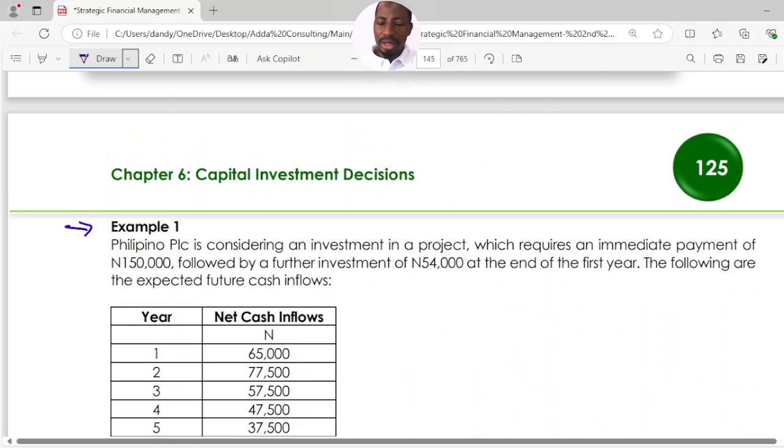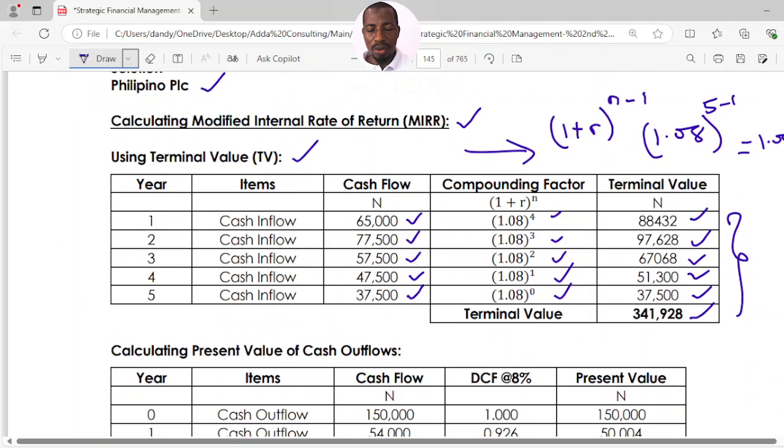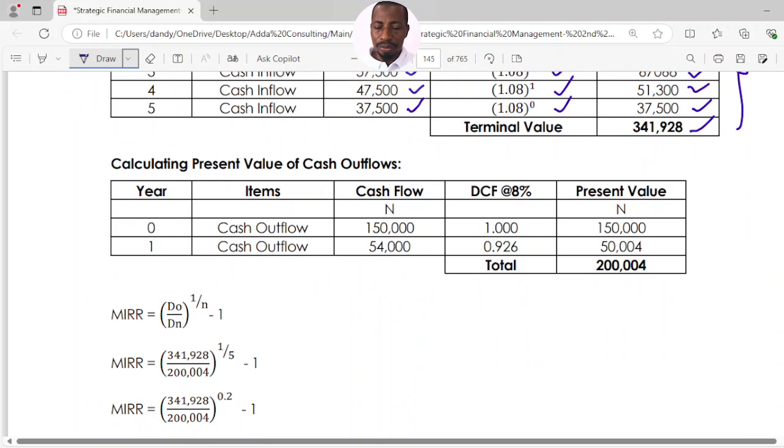The examiner has told me in the question that this project will require an immediate payment of 150,000 naira. That's the initial outlay, followed by a further investment, further spending of 54,000 at the end of the first year. So there is a cash outflow in year 0 as well as year 1. So I will then calculate my present value for negative cash flow in year 0 and then in year 1. There is no need for you to put it in brackets. You've already said cash outflow, so if you put it in brackets, that's tautology.